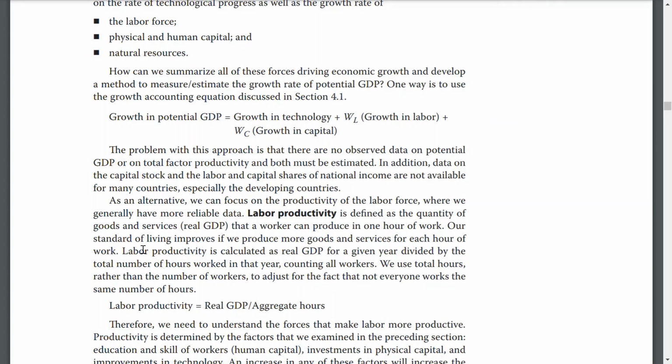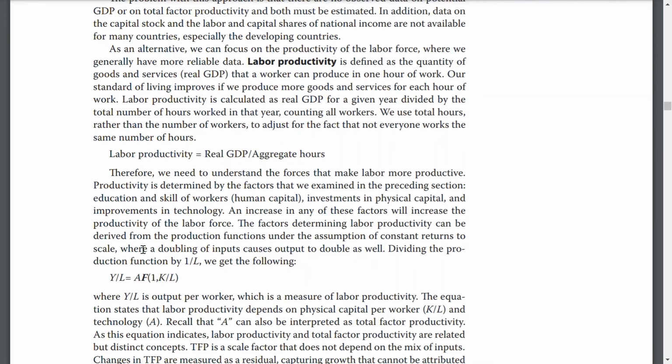Therefore, we need to understand the factors that make labor more productive. Productivity is determined by factors that we examined in the preceding sections: education and skill of workers, or human capital, investment in physical capital, and improvements in technology. An increase in any of these factors will increase the productivity of the labor force.